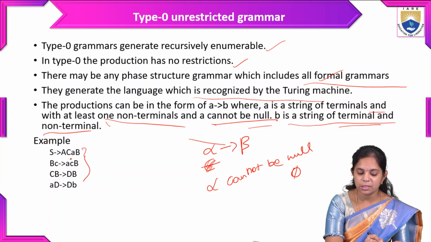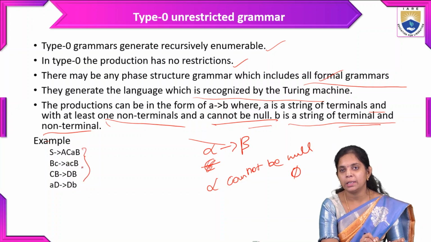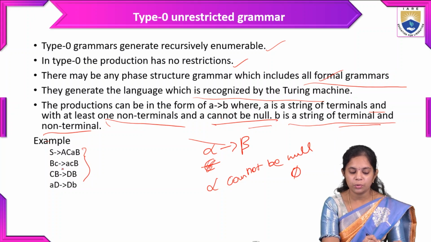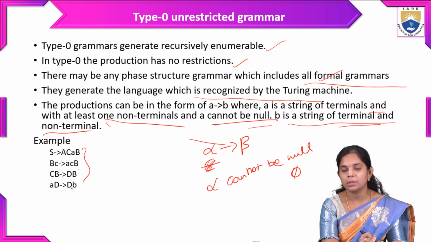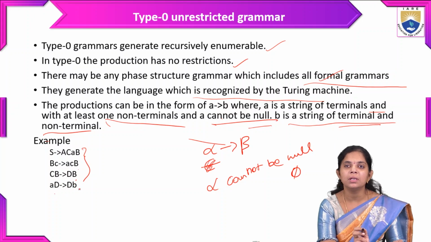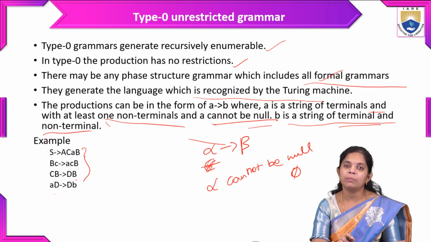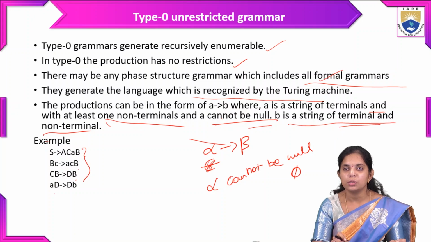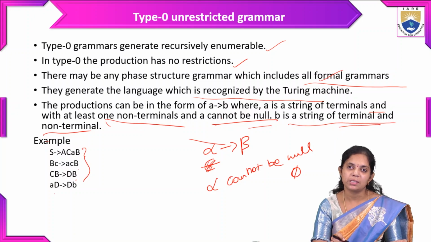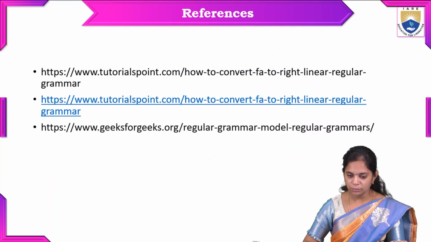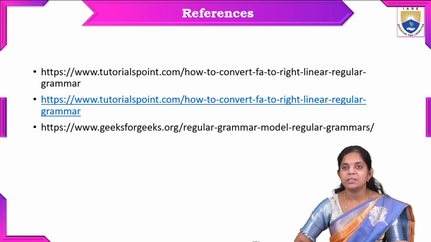So here S tends to A, and the right hand side has length 4, and here also 2 and 3. And here 2 equals 2. Like this we have no restriction in the production rules. So we don't have any restrictions in the production rules of the type 0 grammar. And these are the references.